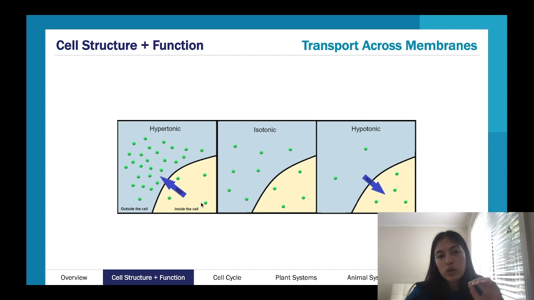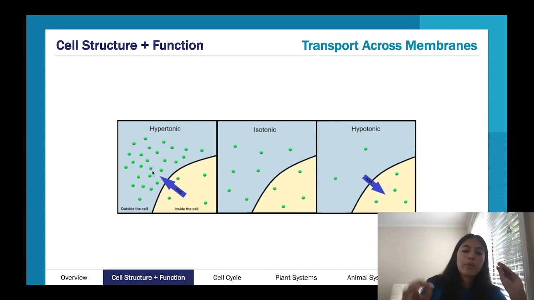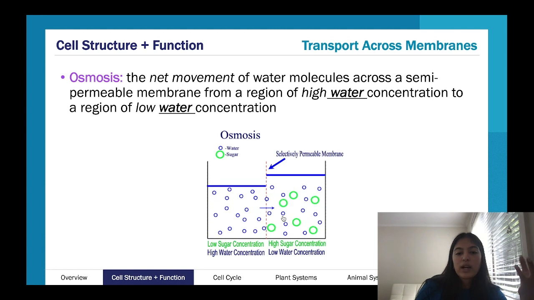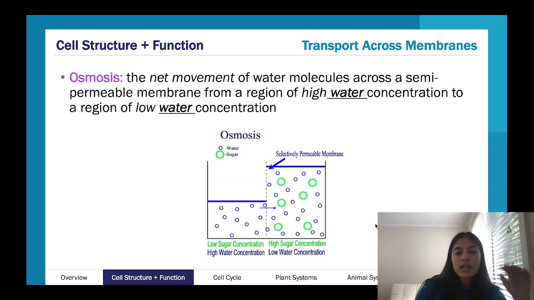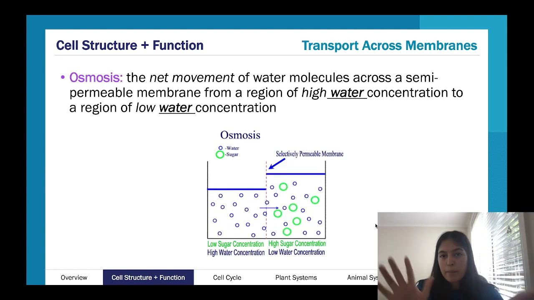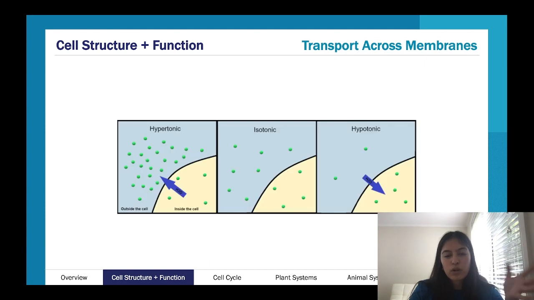So what water is going to do is, if there's more solute outside, that means there's less water outside, right? So water is going to move from inside to outside of the cell. It's going to move to the hypertonic solution. And that's what we kind of see here. So this is hypertonic. Water is going to go to it to try to balance out the amount of water, right? To balance out the concentration.